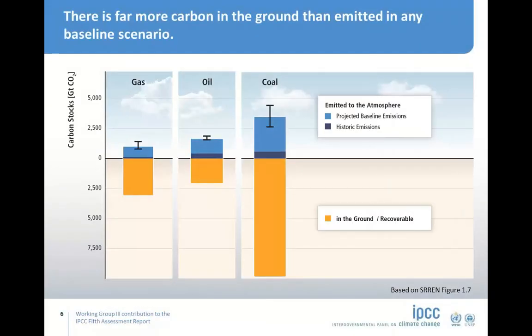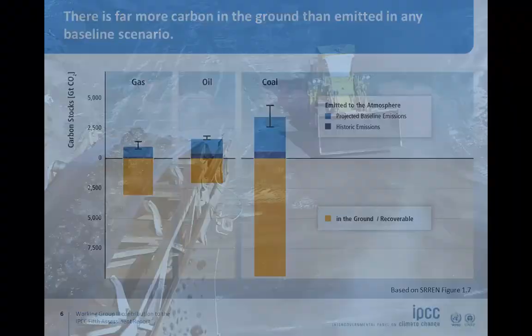So, there is far more carbon in the ground than emitted in any baseline scenario. So if we look here, we've got the projected carbon stocks, gas, oil and coal. There is a huge amount in the ground. The question is, can we afford to access it?